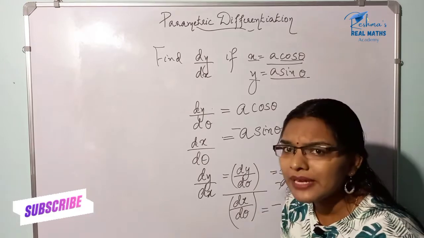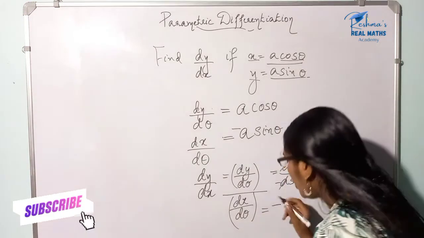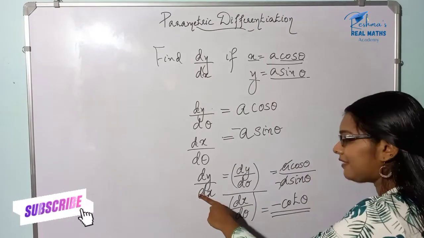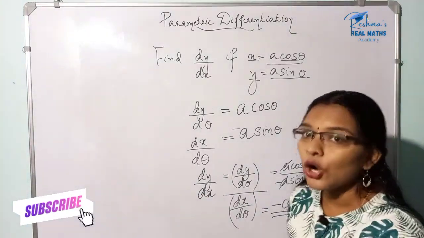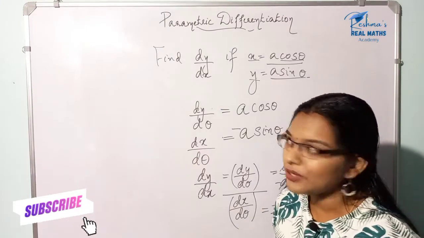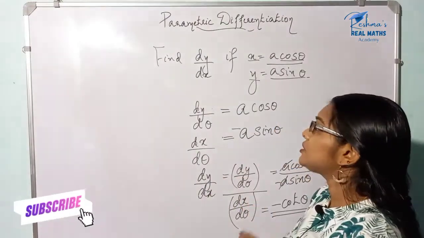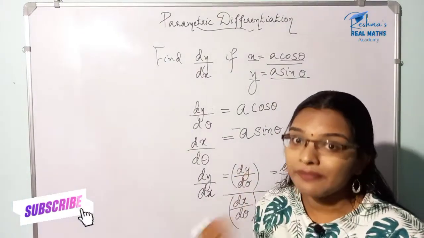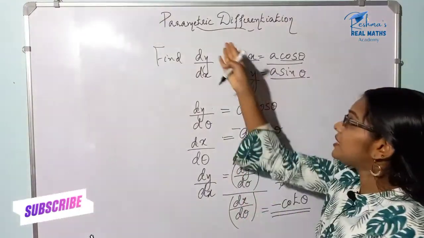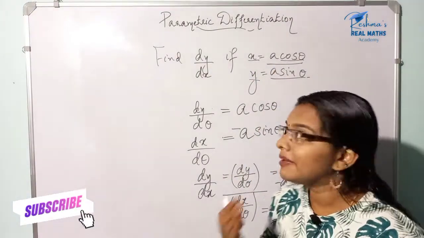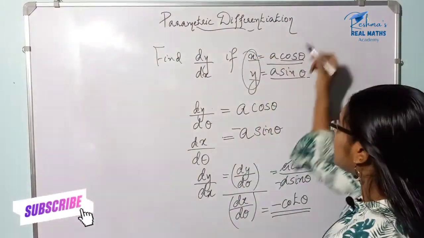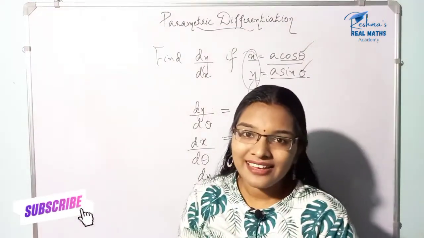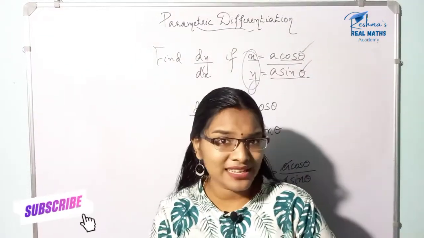What is cos theta by sin theta? It is cot theta. So what is the answer? Dy by dx equal to minus cot theta. Understood? So this is the method to be used when x and y are given in terms of a third variable. And this method is known as parametric differentiation method because here these variables depend on a third variable, say theta. Clear? Now we can move on to the next question, isn't it?